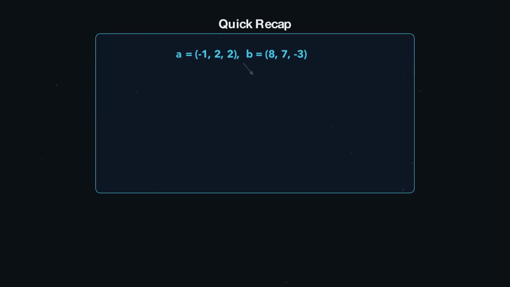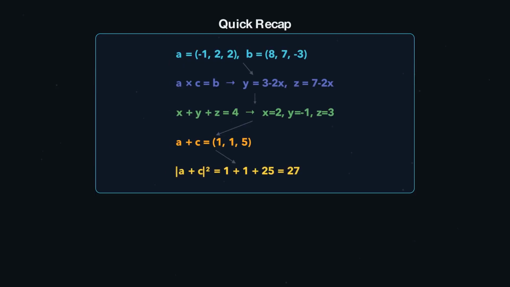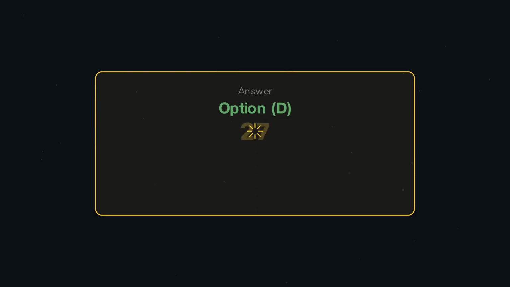Adding A and C, the i components give 1, the j components give 1, and the k components give 5. So A plus C equals i plus j plus 5k. The squared magnitude is 1 plus 1 plus 25, which equals 27. The answer is option 4, 27. When A cross C equals B, always check if A and B are perpendicular first.